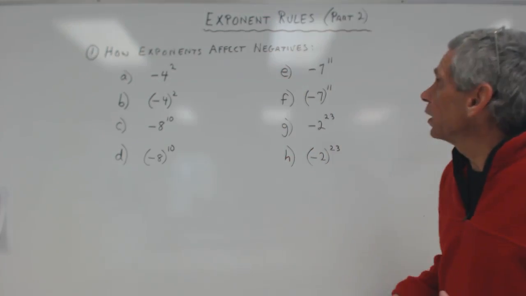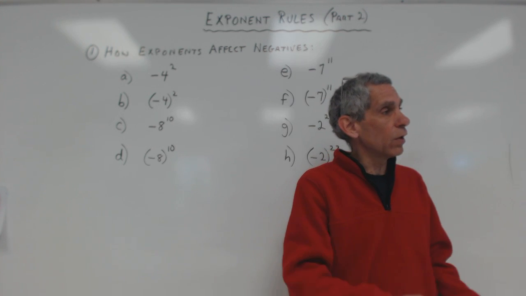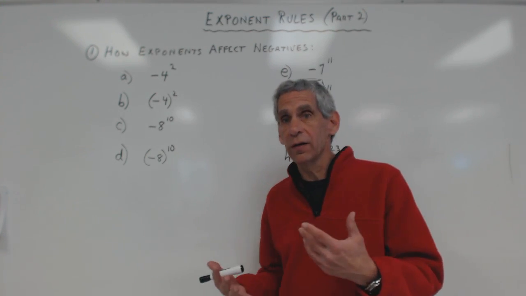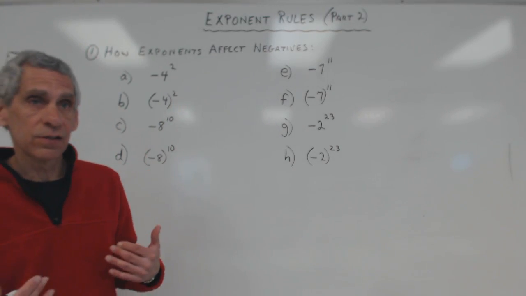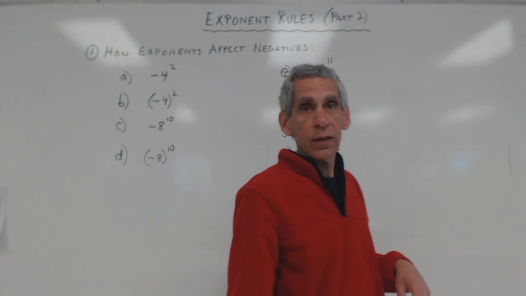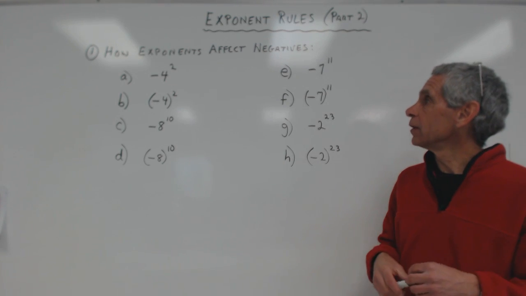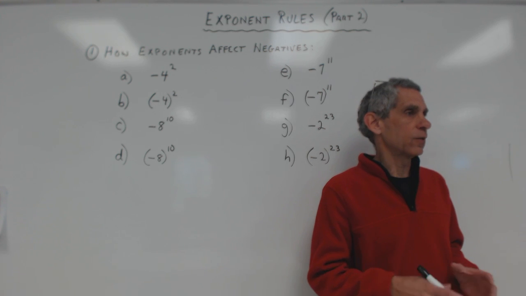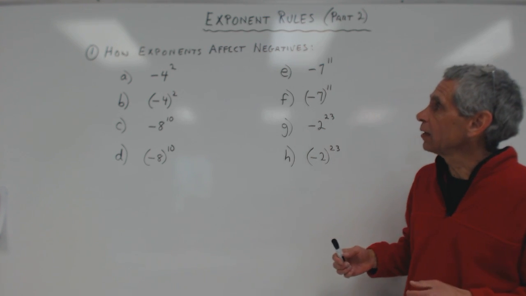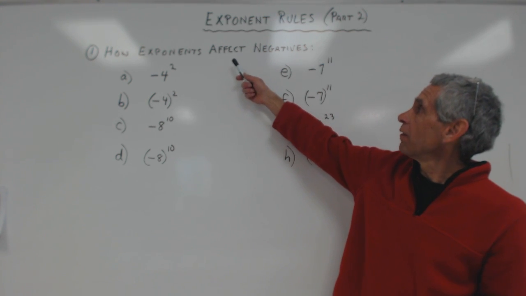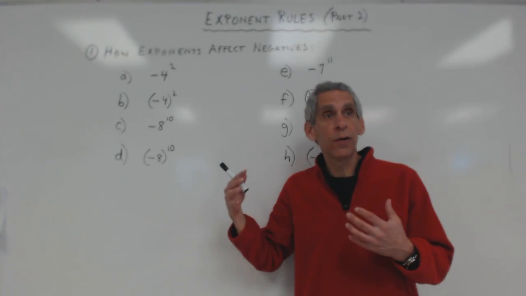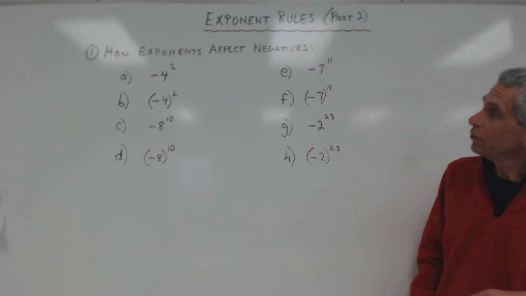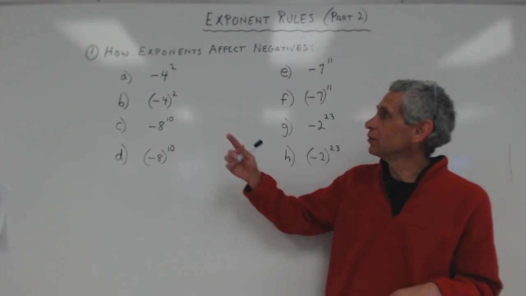Okay, so we're basically gonna continue our discussion from yesterday. We talked about exponent rules, the first part of it, multiplying same bases with exponents, right? And we found that we had to add those exponents. Now, I also wanted to talk about how negatives affect exponents, okay? So first we're gonna talk about how exponents affect negatives. And then we're going to talk about negative exponents and how that works as well. So first of all, how do exponents affect negatives?